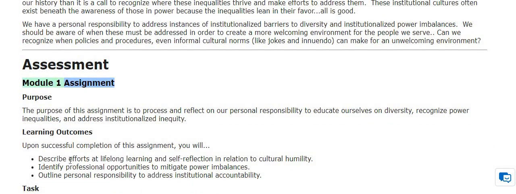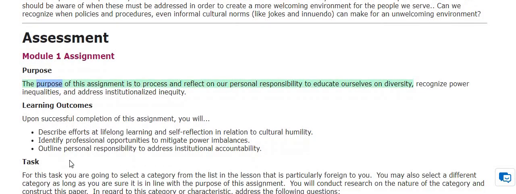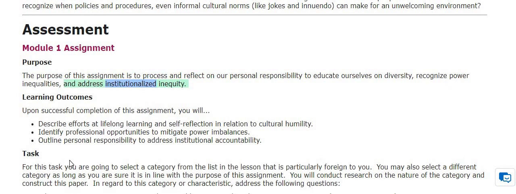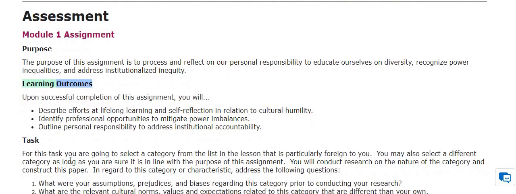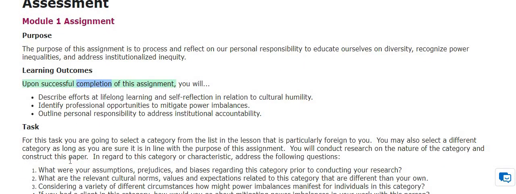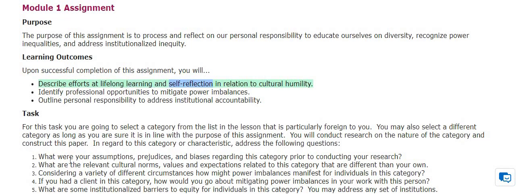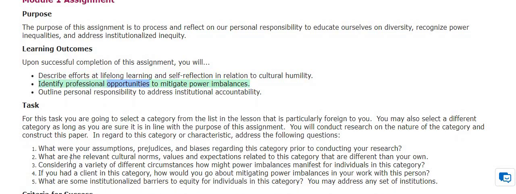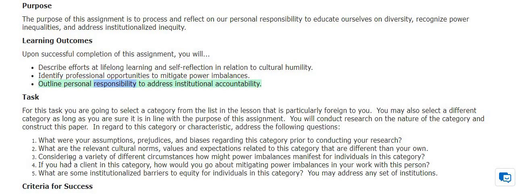Assessment. Module 1 Assignment. Purpose. The purpose of this assignment is to process and reflect on our personal responsibility to educate ourselves on diversity, recognize power inequalities, and address institutionalized inequity. Learning outcomes. Upon successful completion of this assignment, you will describe efforts at lifelong learning and self-reflection in relation to cultural humility, identify professional opportunities to mitigate power imbalances, and outline personal responsibility to address institutional accountability.